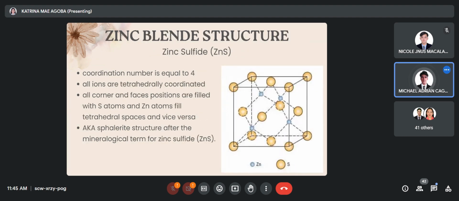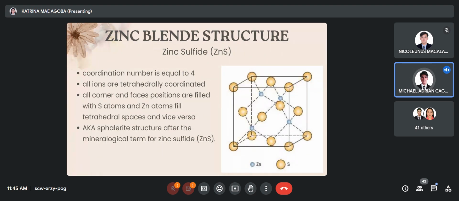The zinc blende structure. Its coordination number is equal to 4, and all ions are tetrahedrally coordinated. All corners and face positions are filled with S atoms, and the Zn atoms, or the zinc and the sulfur, fill tetrahedral spaces and vice versa. This is also known as sphalerite structure after the mineralogical term for zinc sulfide, or yung ZnS.